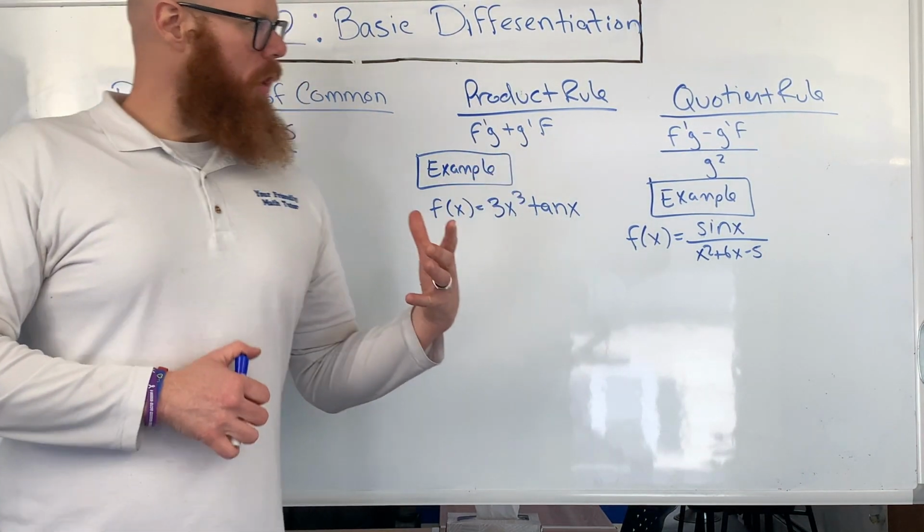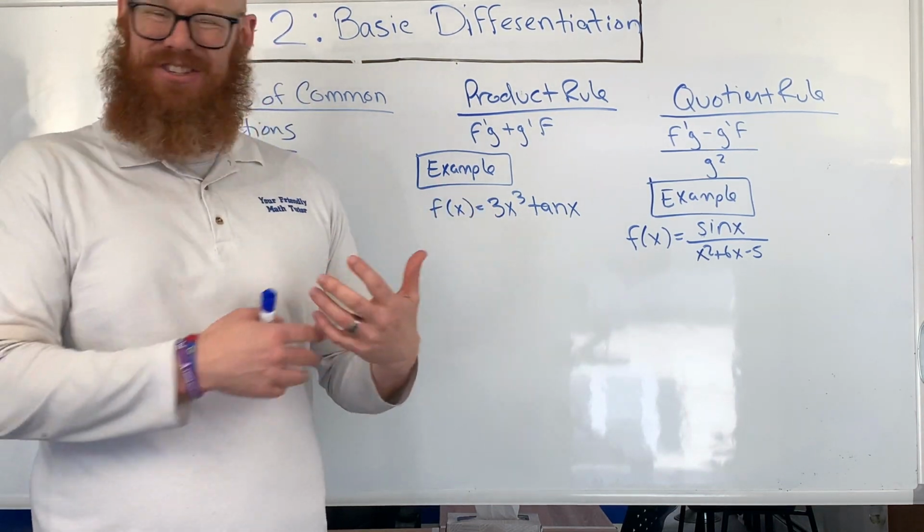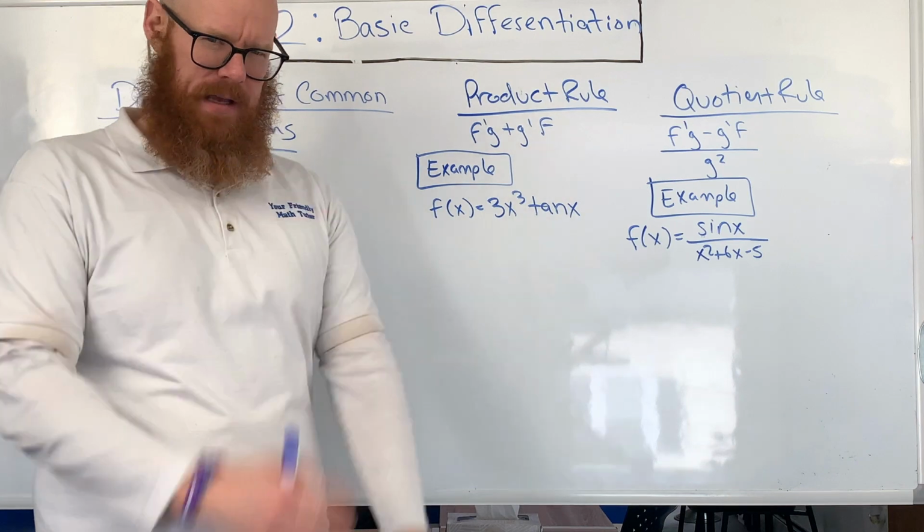So earlier we saw the sum and difference rules were just that: if I have a sum or a difference, I could just do them individually and then throw them all back together.